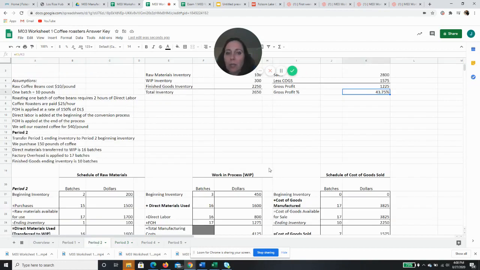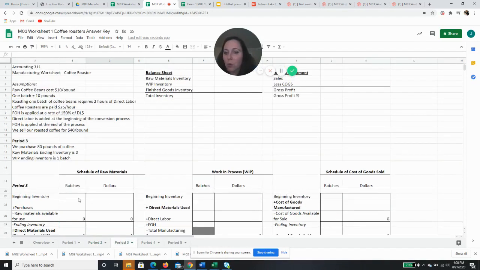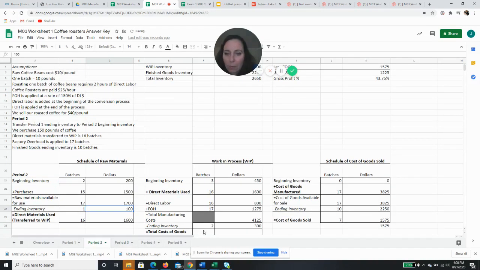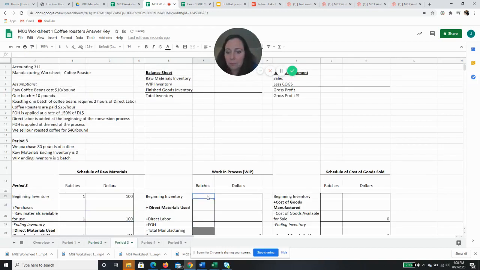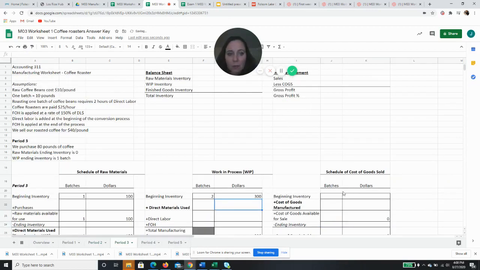Okay. So the first thing I'm going to do is transfer over that beginning inventory. At the end of period 2, we had one batch of ending inventory in raw materials. Okay, how about in WIP? In WIP, I had 2 batches for $300. Cool. And in finished goods, I had 10 batches for $22.50.